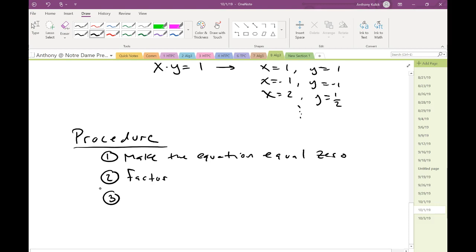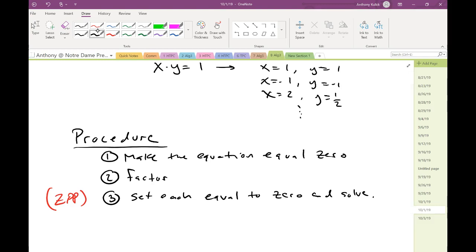The second step is to factor. And the last step is to set each factor equal to 0 and solve. We're able to do that because of the zero product property. So that's how we're using that zero product property: step 3 is basically just applying that observation.